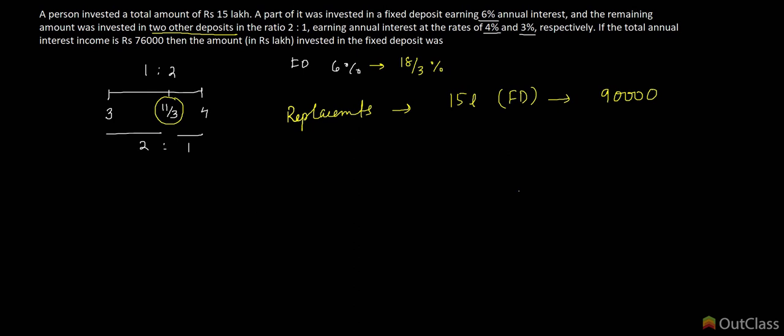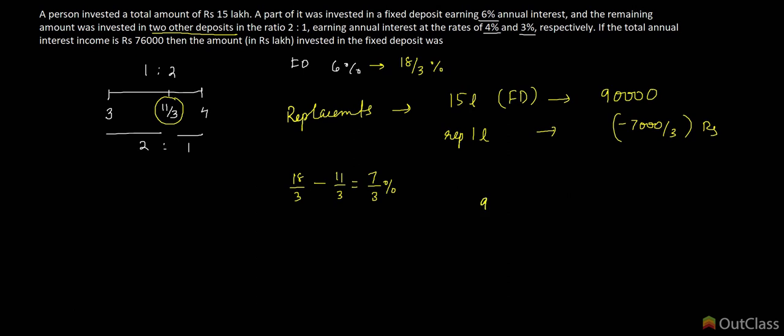And after that, let's look at the cost of replacing 1 lakh. Replace 1 lakh from your FD with the combination of the other two deposits, and what is your loss? It is going to go down from 18 by 3 to 11 by 3. That is 7 by 3% is your reduction. 7 by 3% of 1 lakh is 7,000 by 3 rupees per 1 lakh rupees that you remove from the FD and put into the combination of the other two deposits.